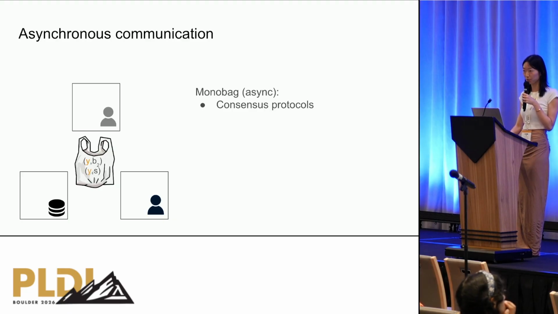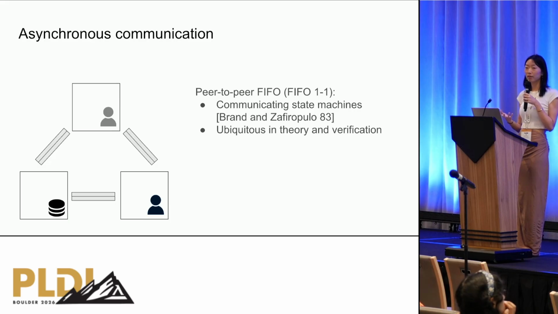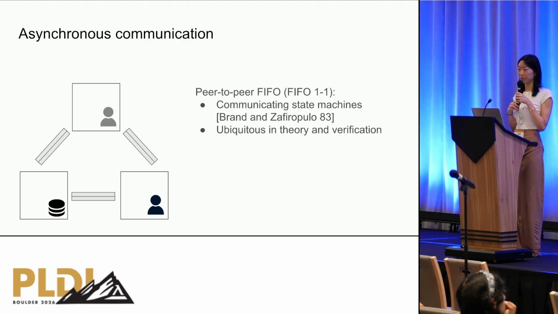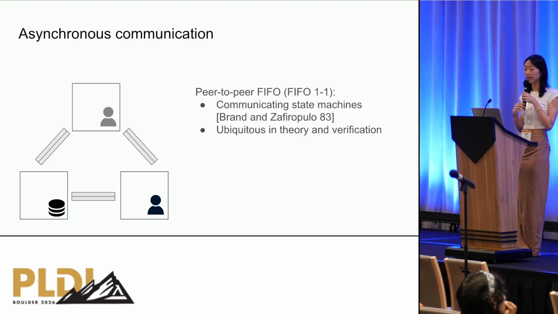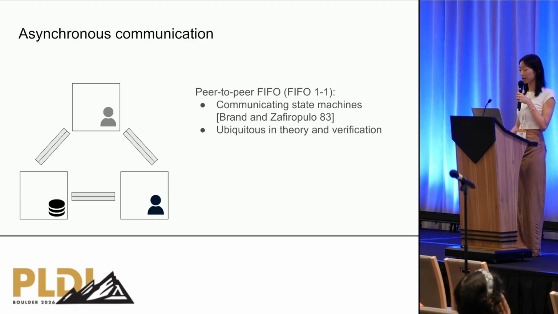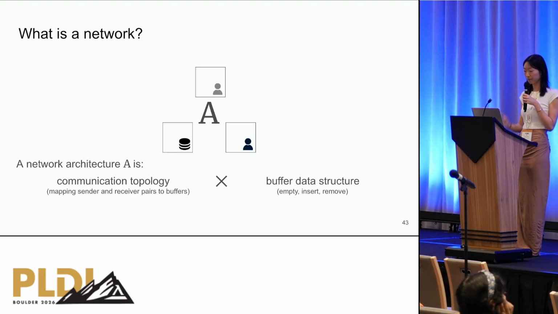Here, all messages are buffered into a single multi-set that all participants have access to, and this is commonly assumed by consensus protocols. By and large, the most common and popular communication model is peer-to-peer FIFO. Here, we have 2 channels per pair of participants in the protocol. This is ubiquitous in theoretical results from concurrency theory, as well as commonly assumed in verification frameworks.